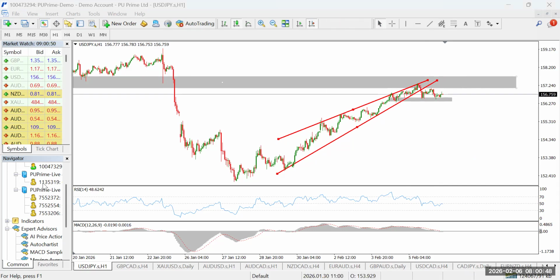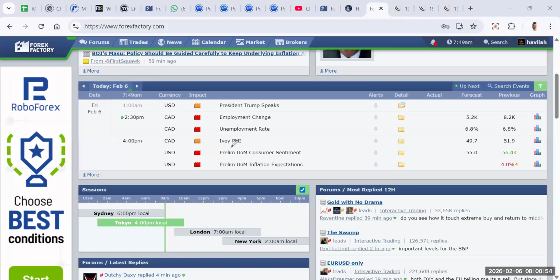Now let's go back to the Forex Factory page to check on that. So if the data, now in this case, we might ignore the Canadian dollar IVPMI. So we'll be focusing on the prelim UOM consumer sentiment and the prelim UOM inflation expectation. So if the data comes out bad, a red, we can trigger a sell on the USD-JPY.